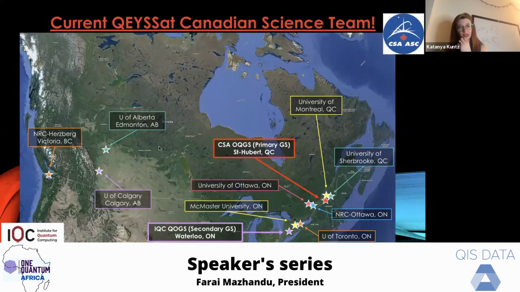So this is just a snapshot of what our Canadian science team looked like, but it's already been evolving. We have at least 12 institutions across Canada, and then about 12 institutions around the world. And by the way, if anyone is listening, watching, and you would like to contact us about potentially having collaboration, please do. We would love to have ground stations in Africa. That would be amazing.